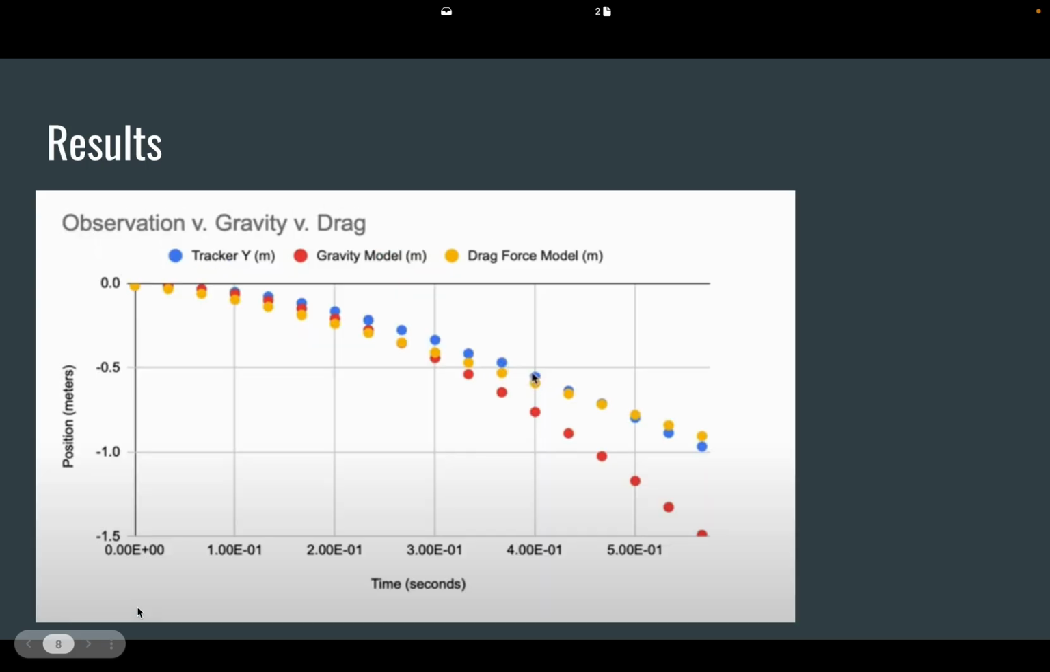And here are the results that we got between the Tracker, the gravity model, and the model with drag force. As you can see here, the gravity model does drop in position faster. So this shows us that drag is definitely a significant force in our example, a force that acts upward, and a force that allows the position to fall at a slower rate than if it did not exist.